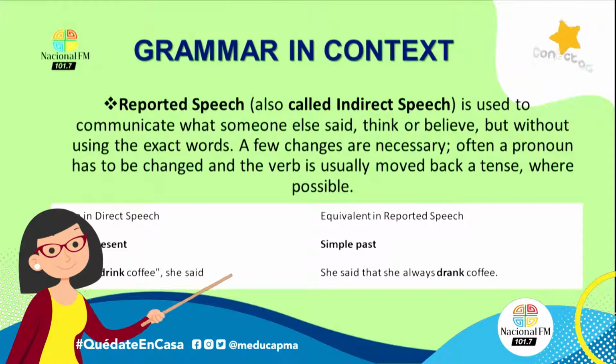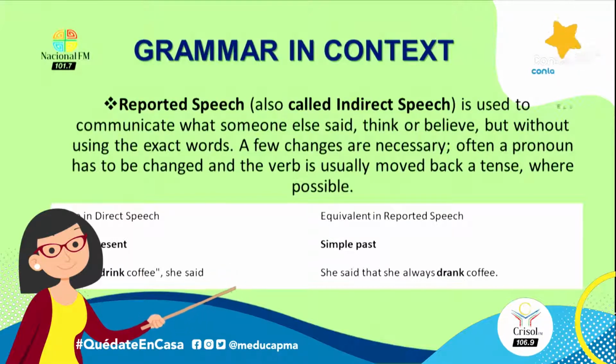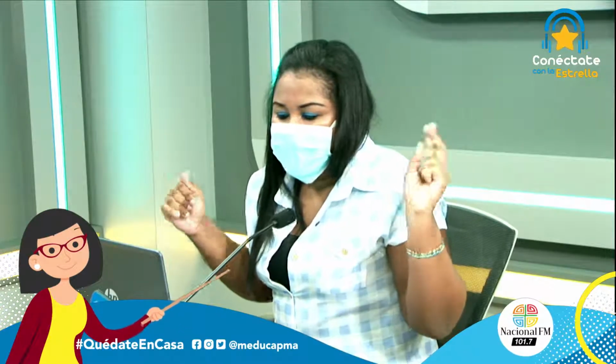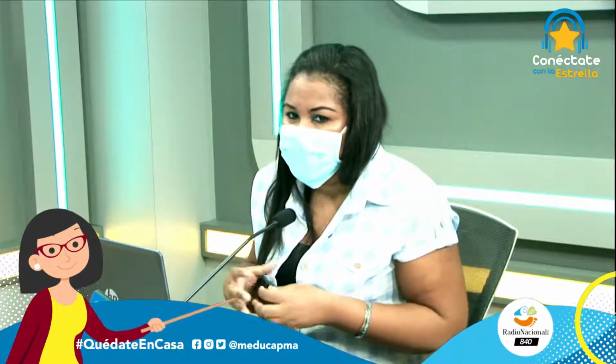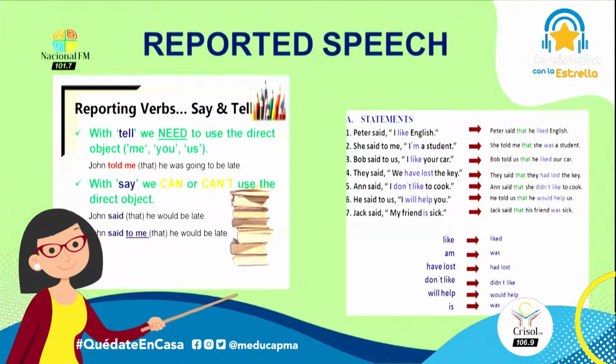Ok, and let's continue with the reported speech. Here we got a lot of examples that you can get access when you go to the Google Classroom platform. And something important here, it's about the verbs tell and say. Tell and say, okay? El verbo decir, okay? When we use tell, cuando usamos el verbo tell, we need to use the direct object. Tenemos que usar un direct object.